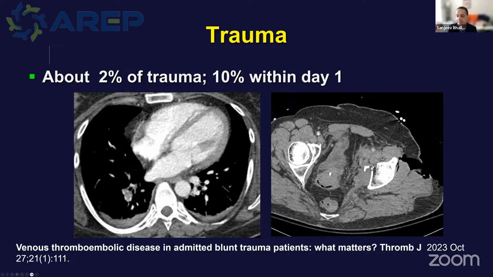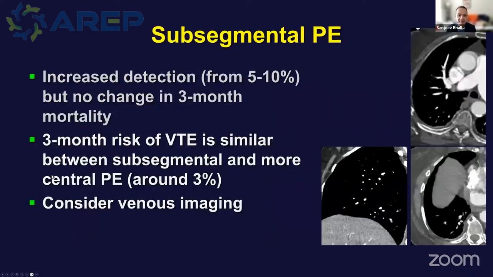So you can see here, this was a patient who had PE in the setting of trauma. This patient had a pelvic fracture, probably had an injury to the external iliac vein on the left, and that resulted in a thrombus forming and then embolism. So trauma is not something that we should forget about.